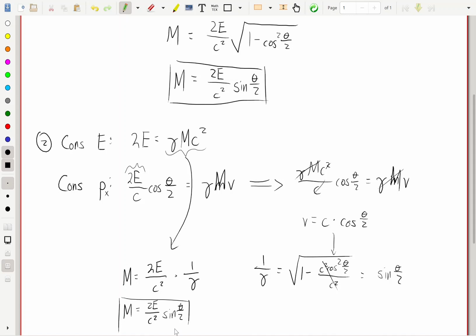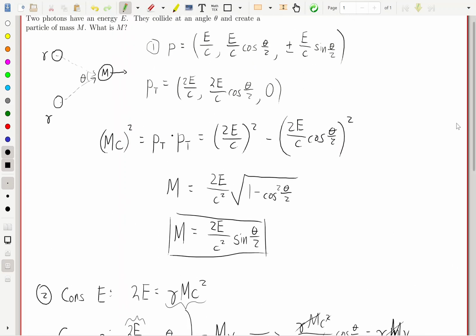And I highly recommend you double check the limits to see if it makes sense for critical cases where theta is equal to 0 degrees, 180 degrees, and so forth.